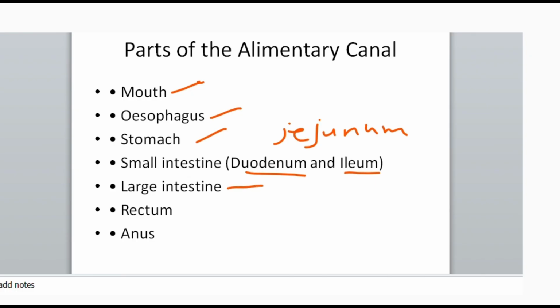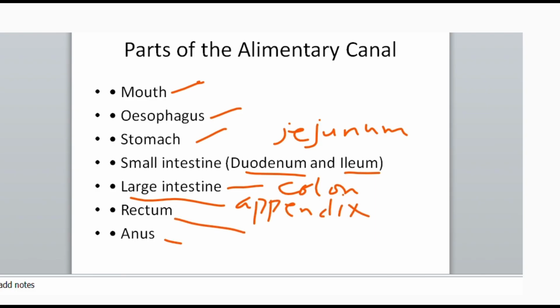Then the large intestine, also called the colon. We can also put the appendix here, then the rectum and the anus. These are the parts of the alimentary canal of a man in chronological order: the mouth, the esophagus, the stomach, the small intestine, which is divided into three parts: the duodenum, the jejunum, and the ileum. Then the large intestine, also called the colon, the rectum, and the anus.